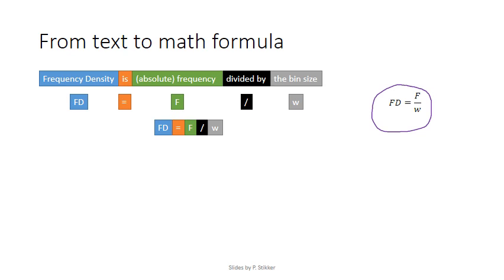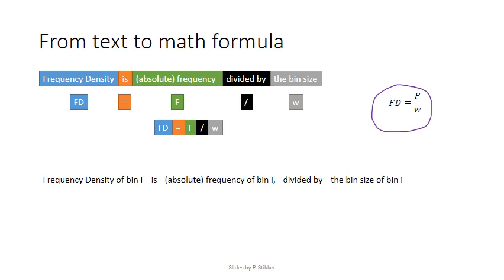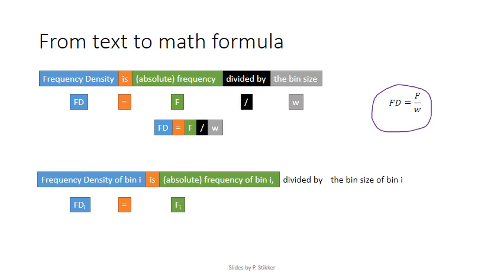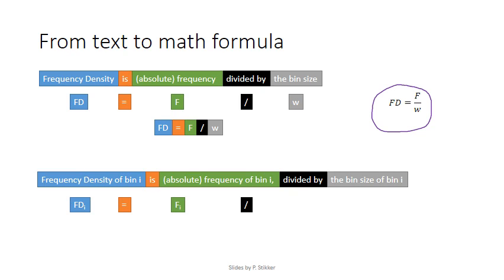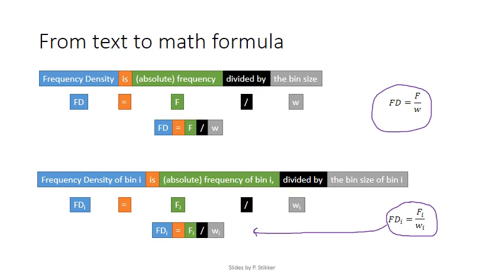Now, there was also a possibility to use the indexes. So if we say frequency density of bin i, then it will be FDi, of course still the equal sign. Absolute frequency of bin i will become Fi, divided by remains divided by, and the bin size of bin i will become Wi. Compressed again, and writing it down like a proper formula will give this somewhat perhaps scary looking formula. Note that if you want to reverse engineer this, of course, you can also watch this video backwards, and then you see how you can actually read a formula like this. Because in the end, you go back to writing it out like this, and then simply translating what each of the letters actually mean.